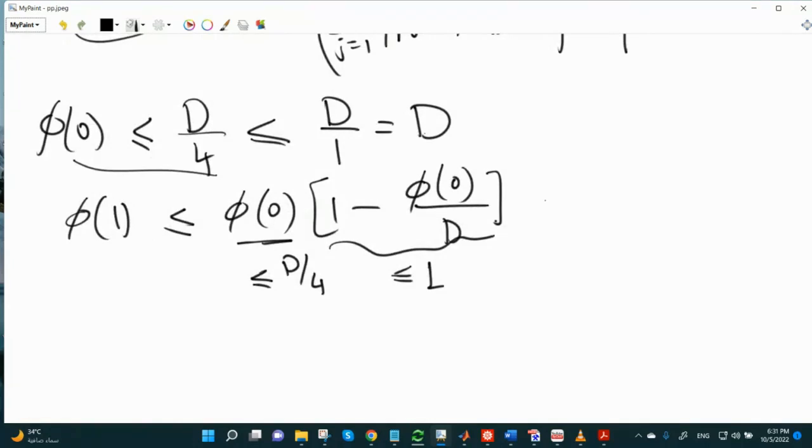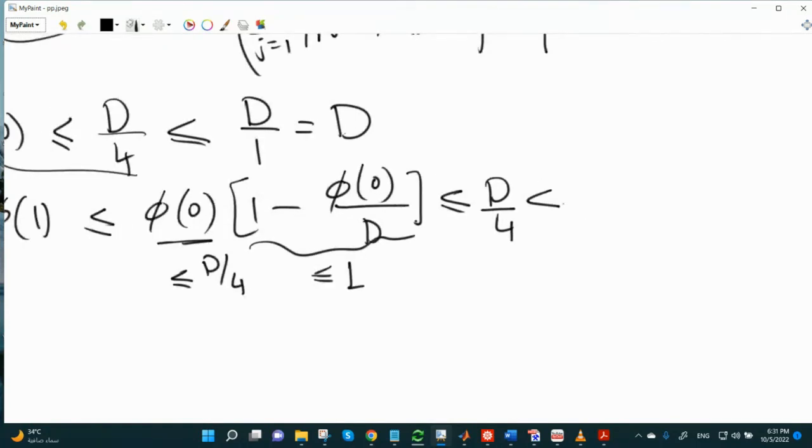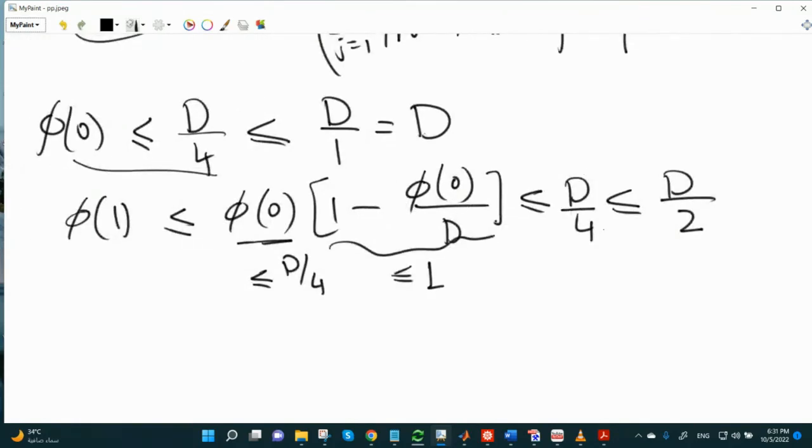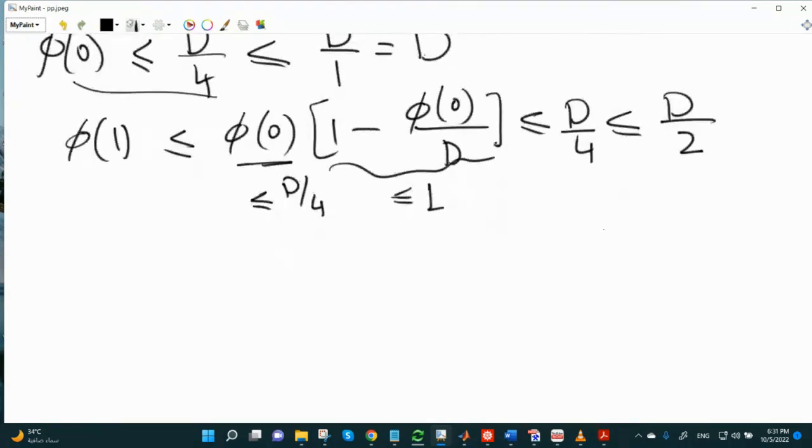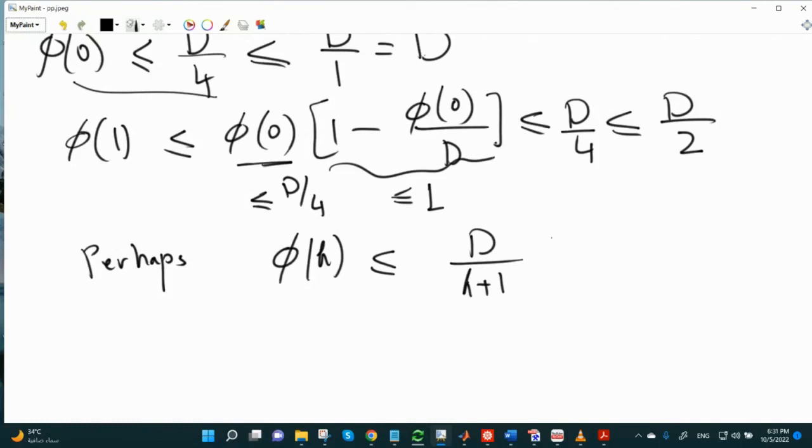So this one also is less than or equal to d over 4, which is less than or equal to d over 2. So you can see where we are going. We are trying to have an upper bound on phi of k. And it seems that a reasonable upper bound is that phi of 0 is upper bounded by d over 1, phi of 1 is upper bounded by d over 2. So perhaps phi of k is upper bounded by d over k plus 1.